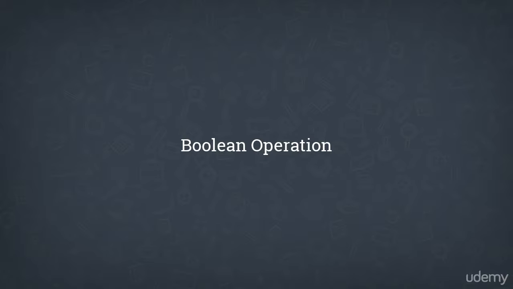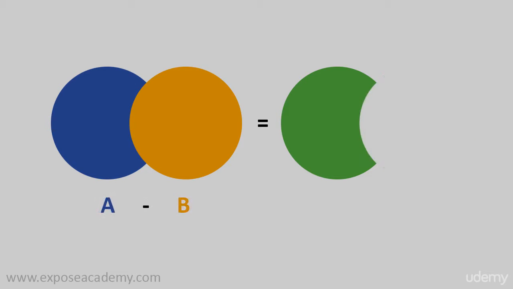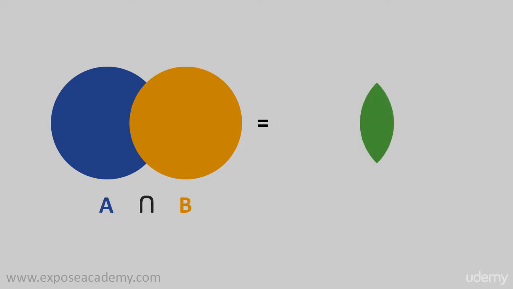Boolean operation works like this. A united with B, so it will be like this. A subtract by B, so it becomes like this. And A intersect with B, so it becomes like this.